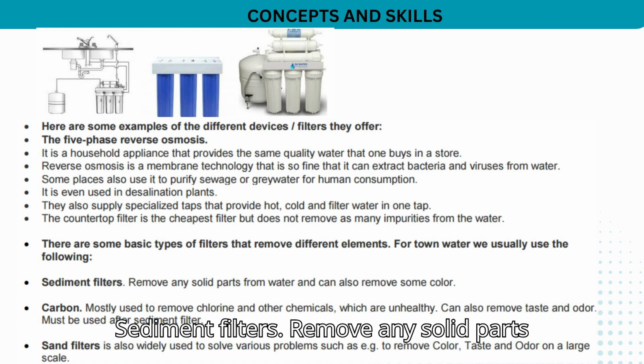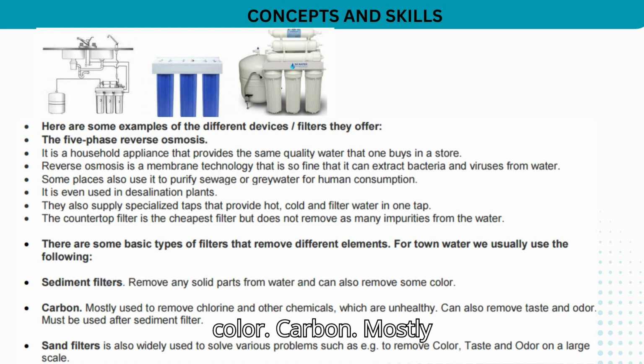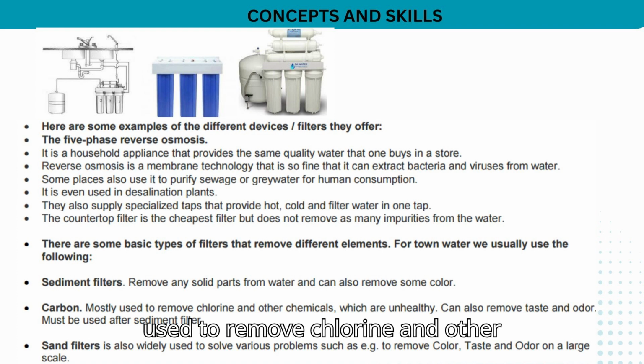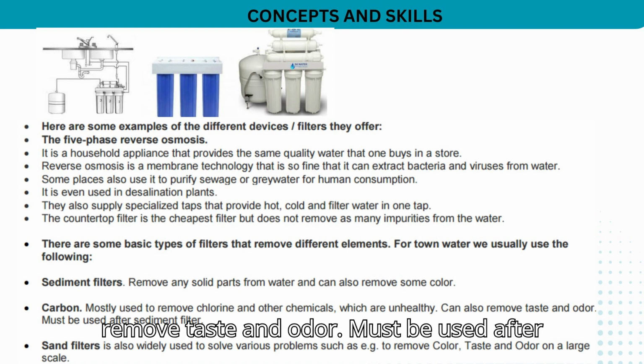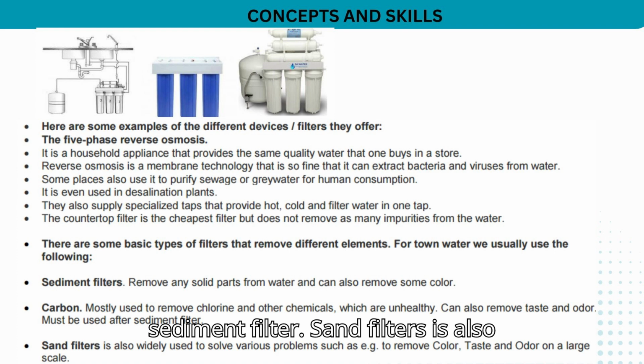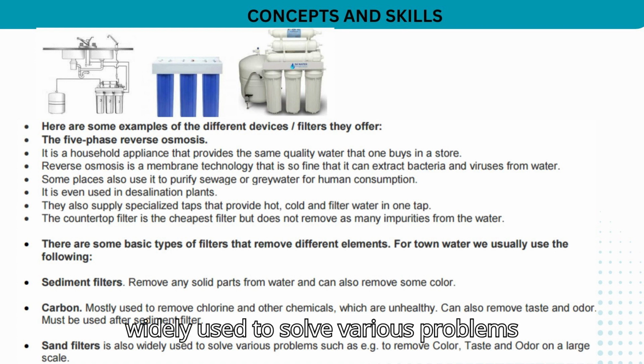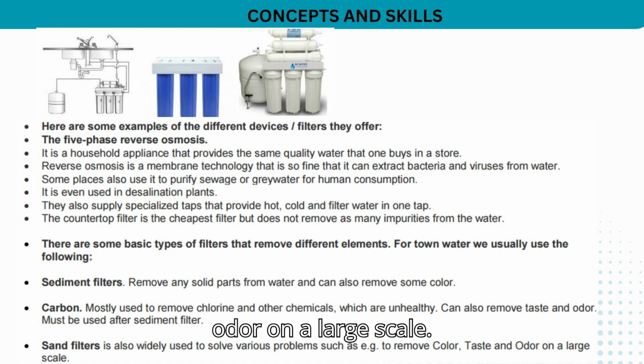Sediment filters remove any solid parts from water and can also remove some color. Carbon is mostly used to remove chlorine and other chemicals, which are unhealthy. It can also remove taste and odor, and must be used after a sediment filter. Sand filters are also widely used to solve various problems, e.g. to remove color, taste and odor on a large scale.